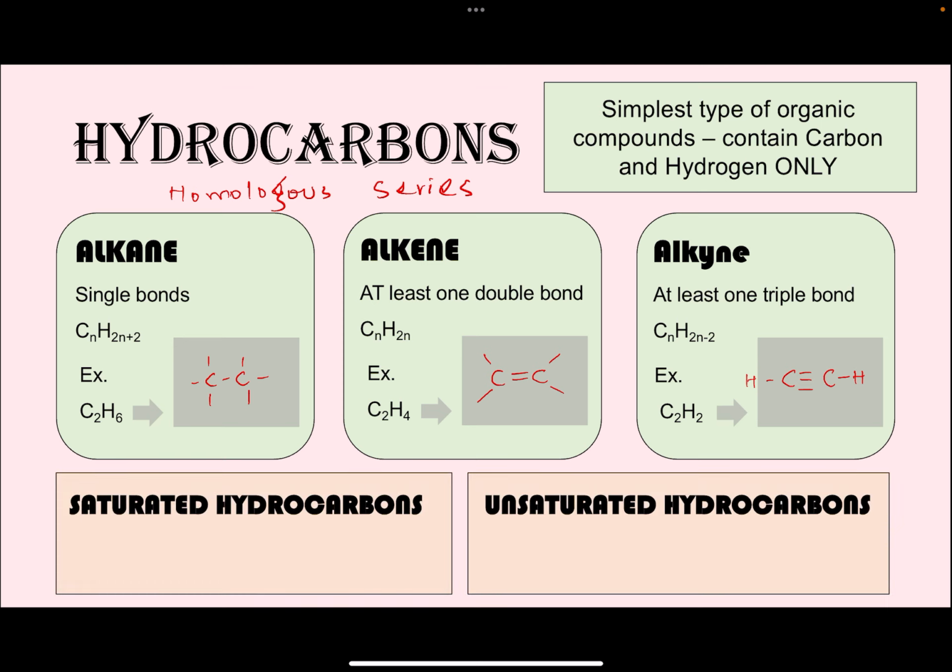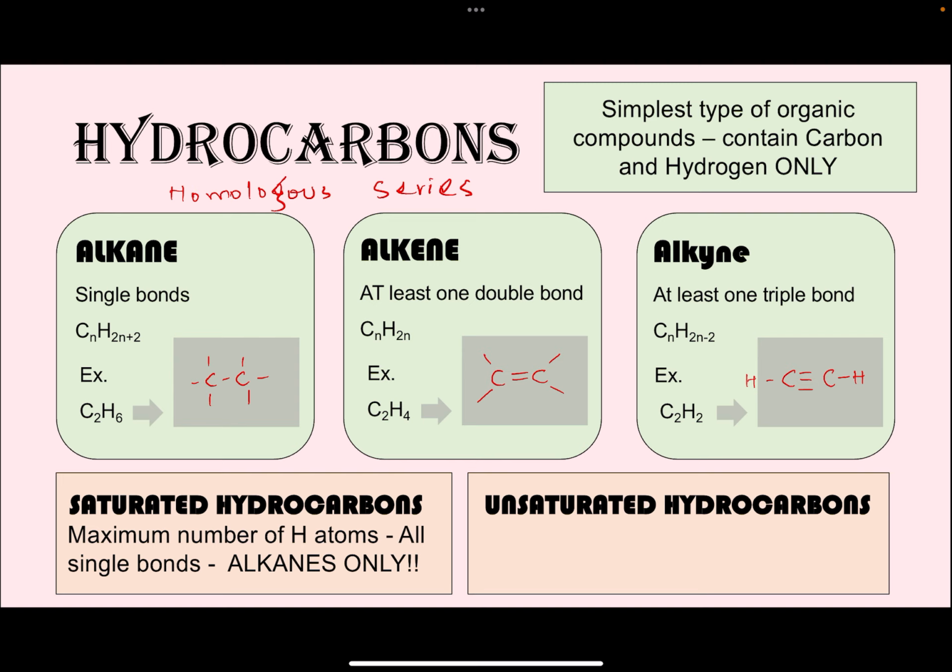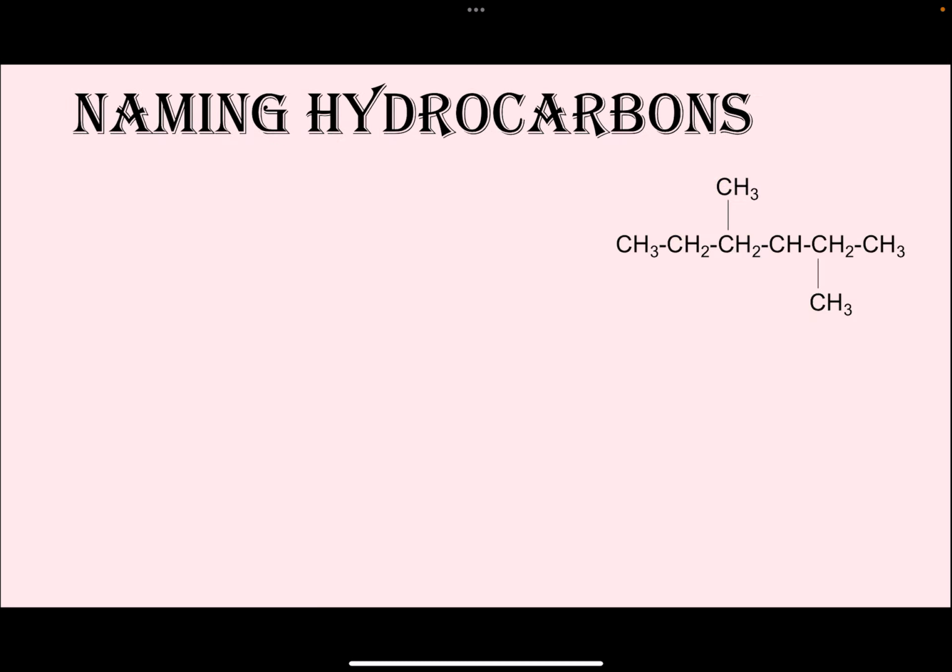Now, some other words that we use for hydrocarbons are saturated and unsaturated. Saturated hydrocarbons are the ones that have the maximum number of hydrogen atoms. This is only possible if we have single bonds. So alkanes are examples of saturated hydrocarbons. Unsaturated hydrocarbons are the ones that do not have the maximum number of hydrogens. That is if they have a double or a triple bond. So both alkenes and alkynes are examples of unsaturated hydrocarbons.